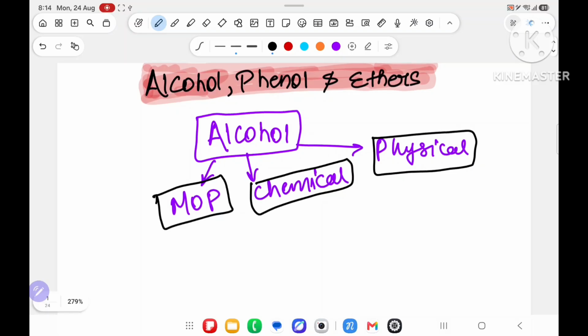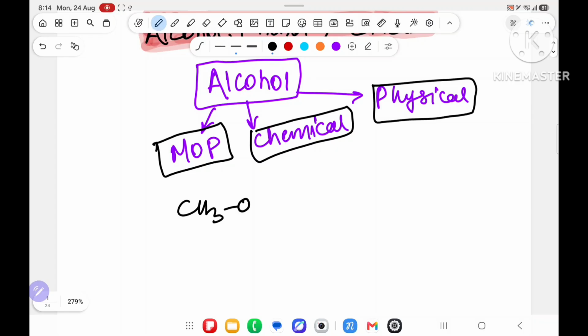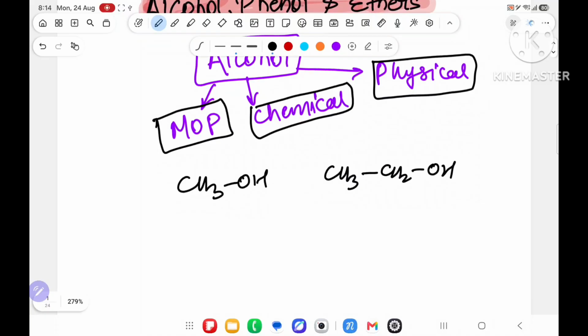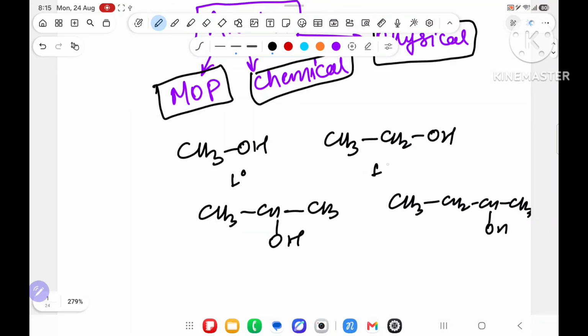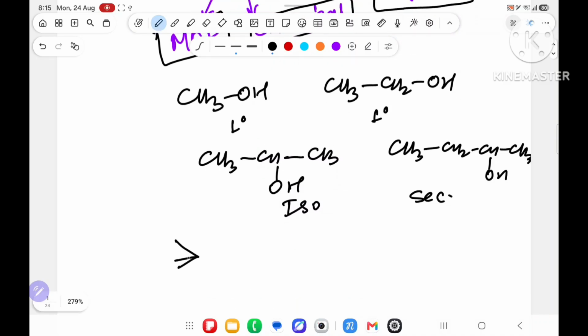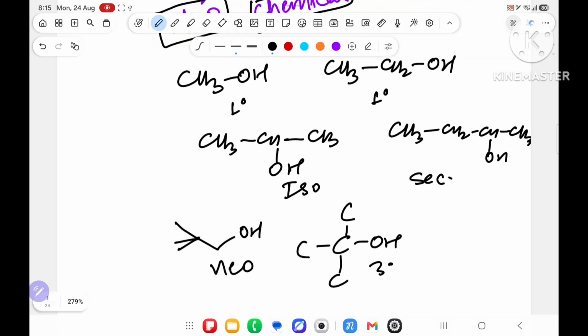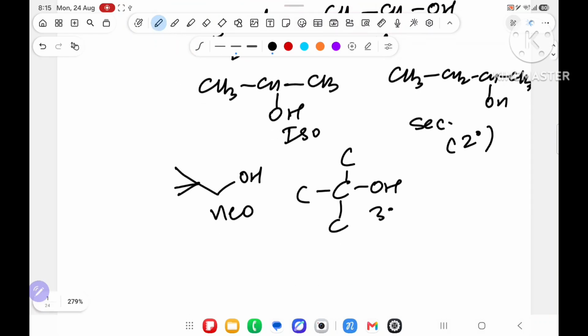Now basic things you already know that CH3OH is 1 degree primary methyl alcohol, CH3CH2OH is 1 degree ethyl alcohol, CH3CH(OH)CH3 isopropyl alcohol, CH3CH2CH(OH)CH3 secondary alcohol. This is 1 degree, this is 1 degree, this is iso, this is secondary. After that, this is neo, this is 3 degree tertiary, this is 2 degree, secondary means 2 degree, it is neo.